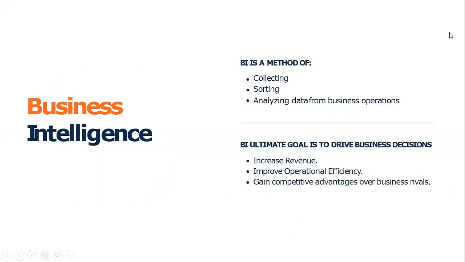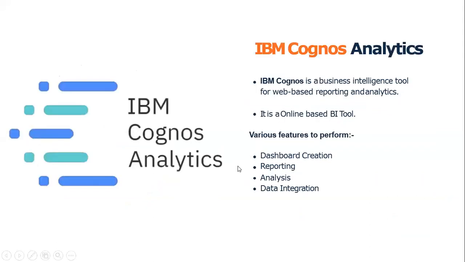Business intelligence is already covered, and I already explained why we use it: to increase the revenue of an organization and to improve performance. So IBM Cognos is a business intelligence tool for web-based reporting and analytics. You can create dashboards or reports on the web. It is an online-based BI tool. So you don't need to worry about the operating system. Whether your operating system is Windows, Mac, Linux or Ubuntu, you don't need to worry because it is an online tool. The only thing you need is internet and a browser, and that is enough.